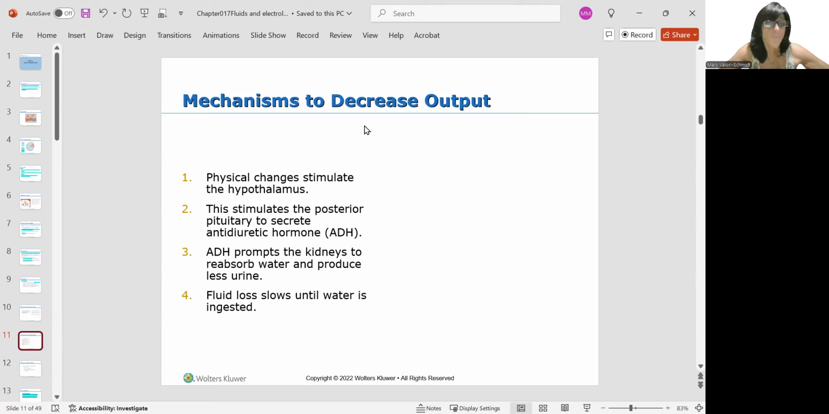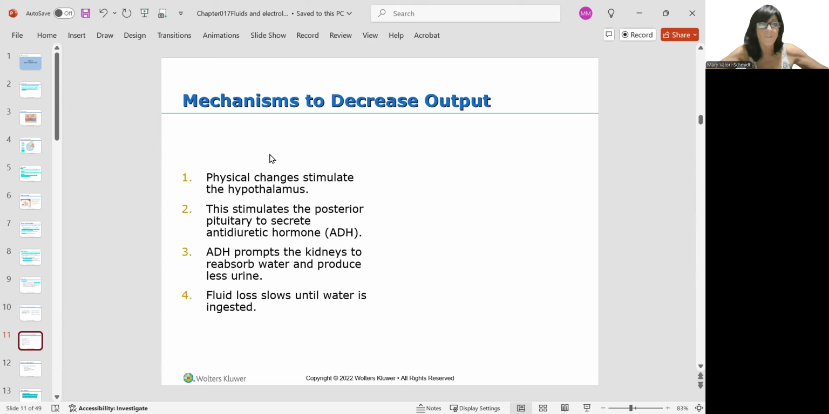And if we need to hang on to fluid or decrease the amount of fluid that we get rid of, same thing, whatever physical changes stimulate that hypothalamus. And that stimulates the posterior pituitary to secrete this thing called antidiuretic hormone, also known as vasopressin. Antidiuretic hormone, think about it. If a diuretic makes you pee, an antidiuretic makes you not pee, right? So the antidiuretic tells the kidneys, well, reabsorb water, don't make as much urine.